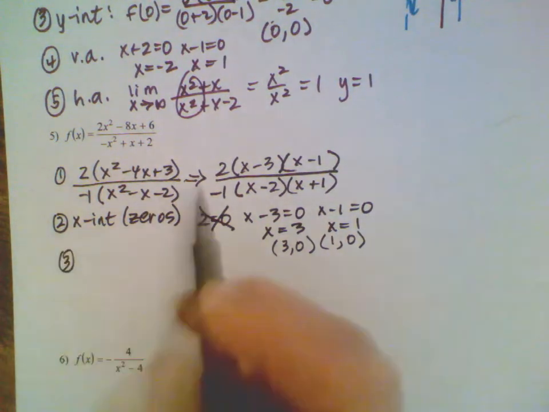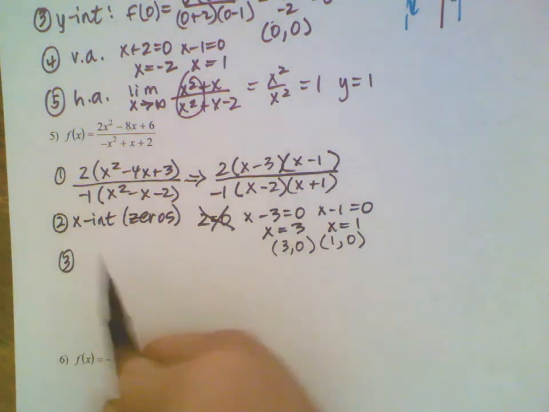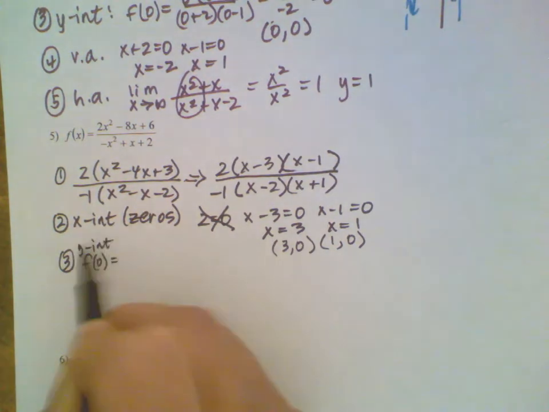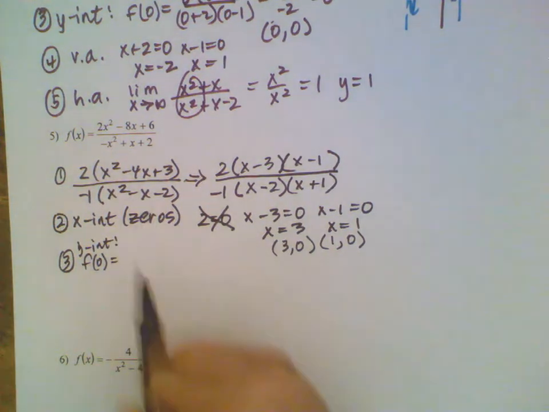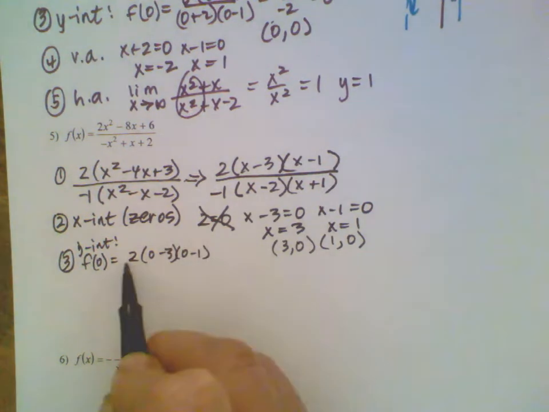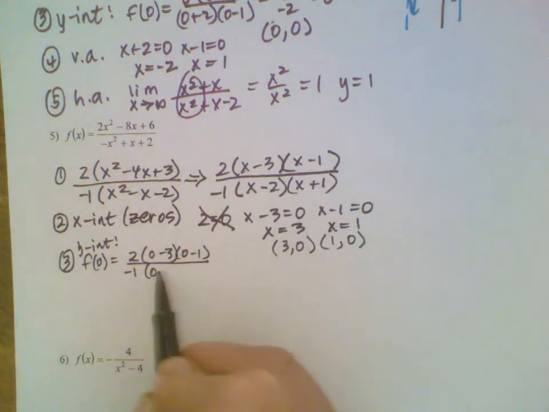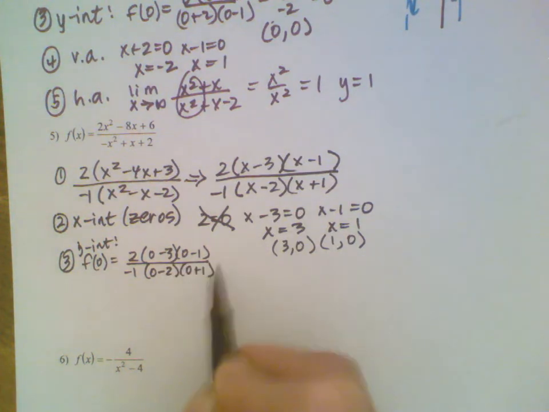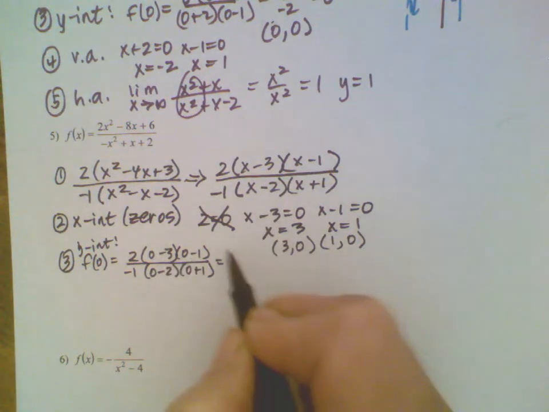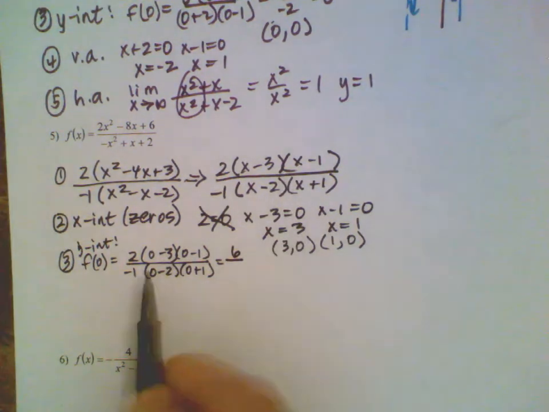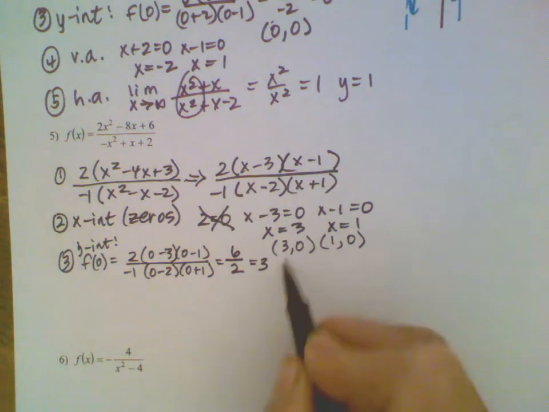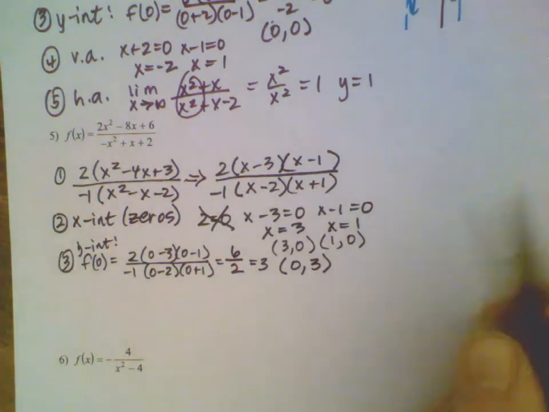So my third step is my y-intercept. My y-intercept, remember, is when I find f of 0. I replace all of my x's with 0. And so this is 2 times 0 minus 3 times 0 minus 1 over negative 1 times 0 minus 2 times 0 plus 1. And then when I do the math on that, it looks like 2 times negative 3 times negative 1 gives me 6, I believe, and negative 1 times negative 2 times 1 gives me 2, reduces down to 3, so this is at (0, 3), my y-intercept.